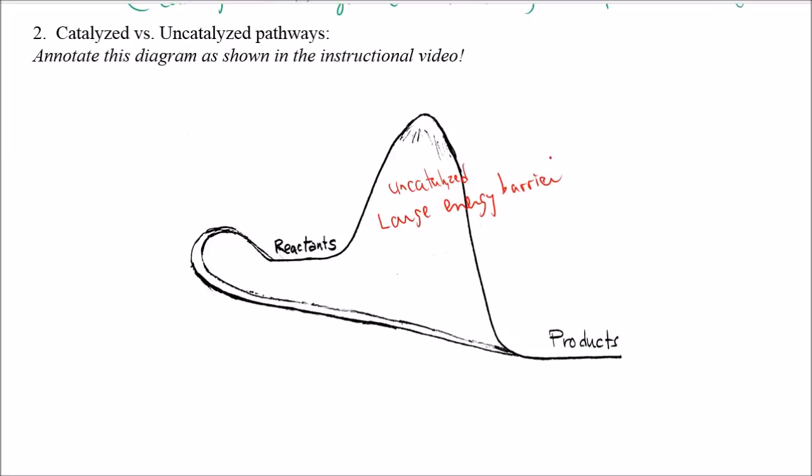meaning at room temperature this is very difficult. It is unlikely that molecules will have enough energy to get over this hill, and so therefore there may not be any reaction. If there is a reaction, it may be very slow because only a few molecules out of a population will have enough energy to surmount this barrier. So maybe it's 3 molecules per hour can react.